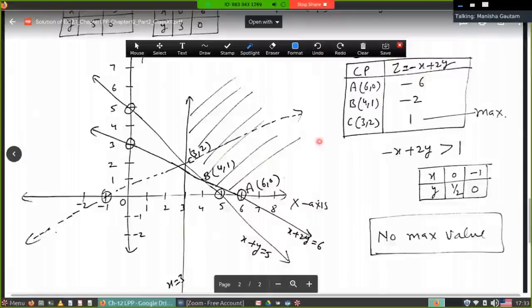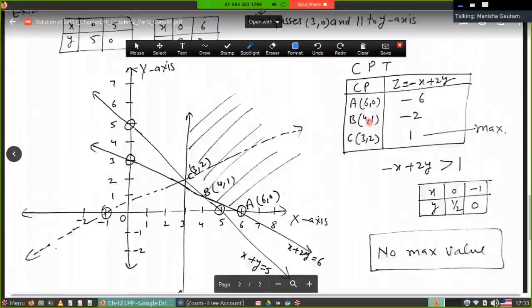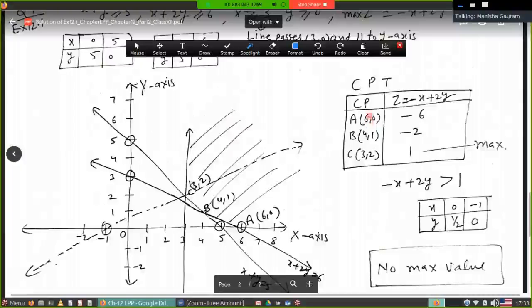the z. So first of all, you apply the corner point method and make the corner point table, that is CP, corner points. That is (6, 0), (4, 1) and (3, 2). I have written here the three points A, B, C, and put these values of x and y in z and get the values of z: minus 6, minus 2 and 1. The maximum value among these three values is 1.